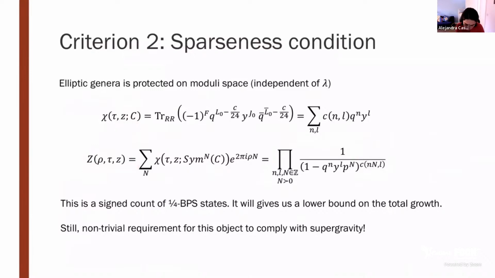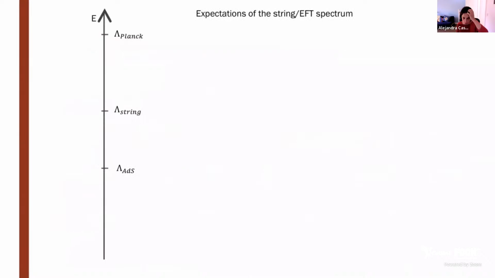Okay, but let me tell you more about the sparseness condition in this context. We were talking about having different scales in the theory, so let me be a little more precise about what I mean by the theory being sparse. In many string compactifications, not in all of them, we usually have three scales: the Planck scale, the string scale, alpha prime, and the AdS scale.